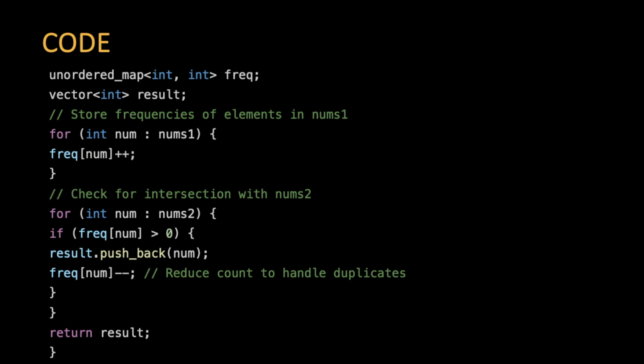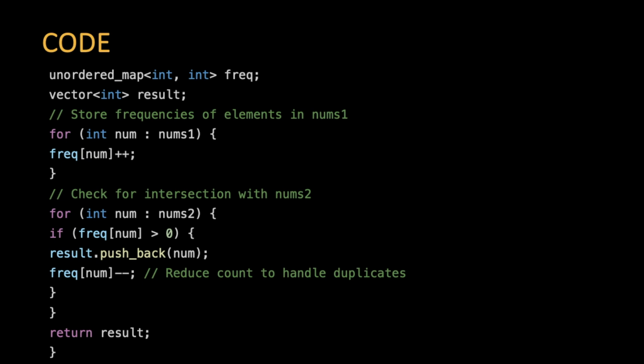We first declared an unordered map, int comma int. We will be storing the frequency here. And we have declared one result vector. Now we are iterating through each of the elements of nums1 and storing the frequency by doing frequency of num plus plus. Here we store the frequency of each element of nums1.